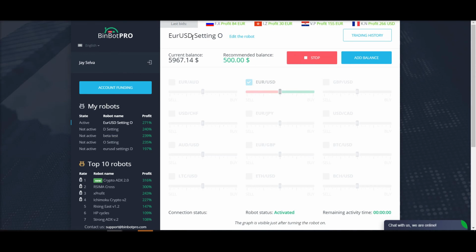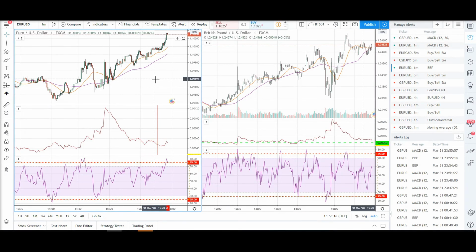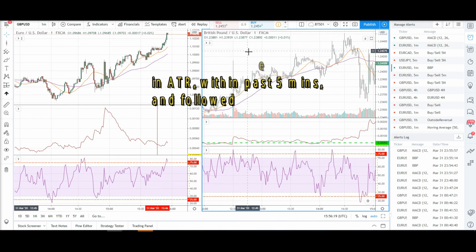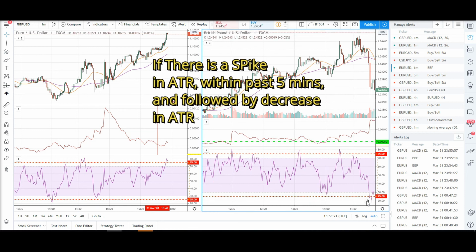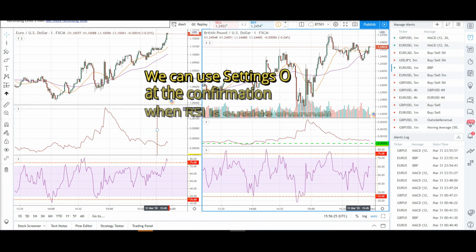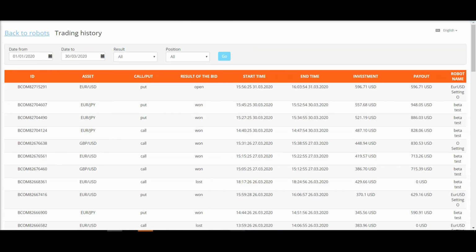Okay, so that's pretty much how I execute it. And also another modification to settings O is if within the past 5 minutes there is a spike in ATR, I would also use settings O. Like right now, for example, there is a decrease in ATR. There's a put trade at 15:56.